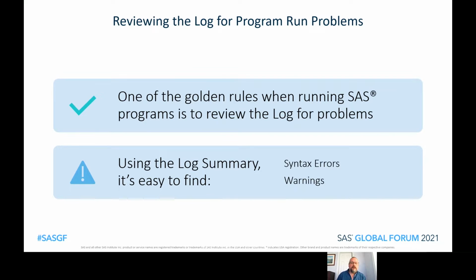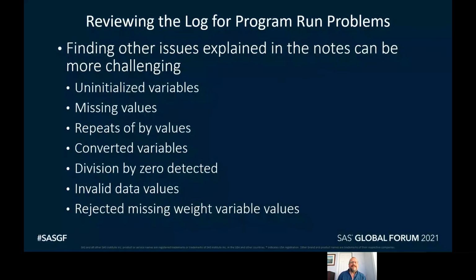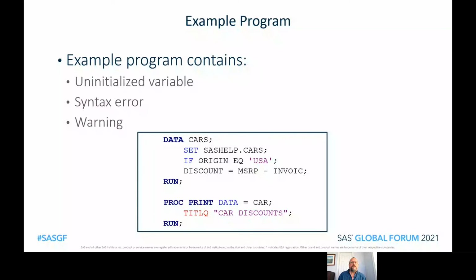The built-in log summary is really easy to find syntax errors and also warnings, but it's not as good at identifying other instances where there could be problems. And what I mean by that is things like uninitialized variables or missing values or repeats of by variables.